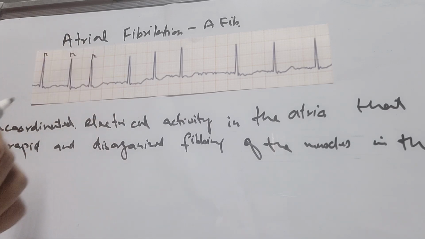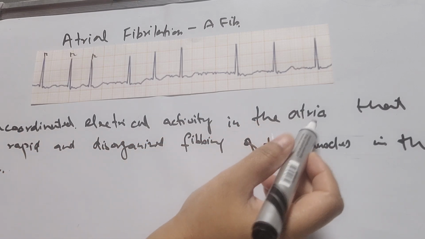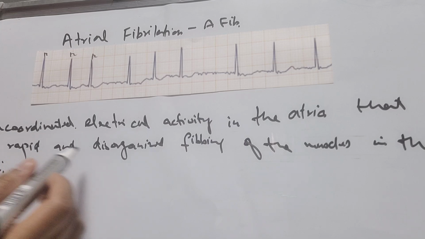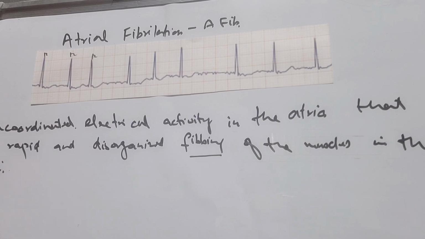What is atrial fibrillation? Uncoordinated electrical activity in the atria that cause rapid and disorganized fibbing of the muscles in the atrium.